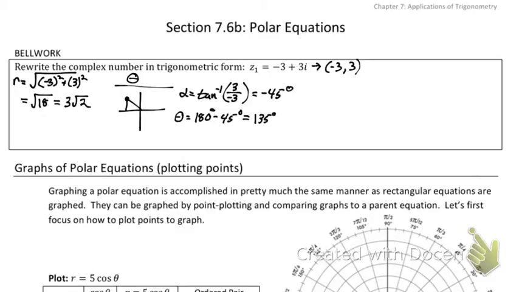And so our finished answer is r. Our r is 3 square root of 2 times the quantity cosine of whatever our theta was. Our theta was 135, plus i times sine of 135. And we are done. Questions on any one of those steps?